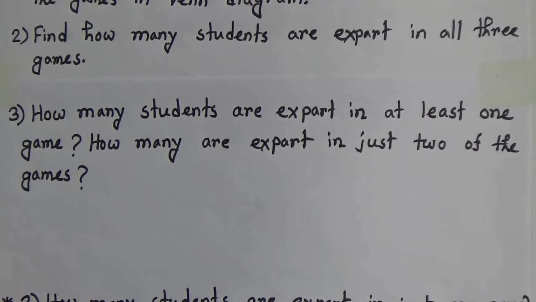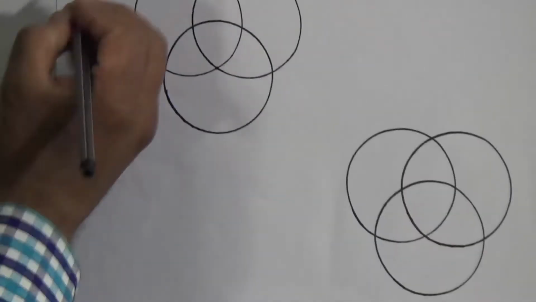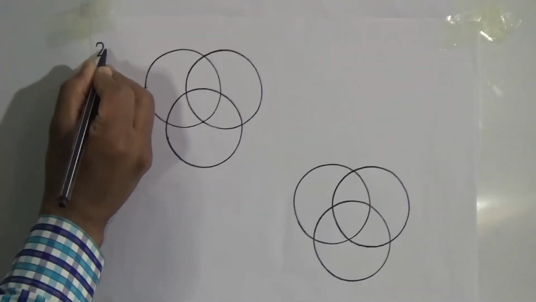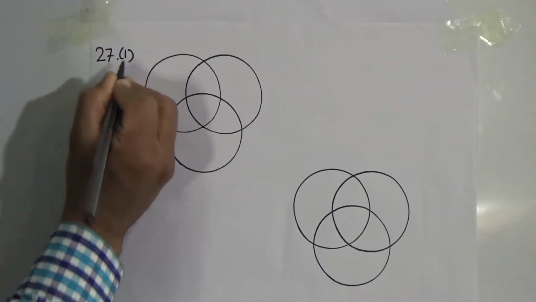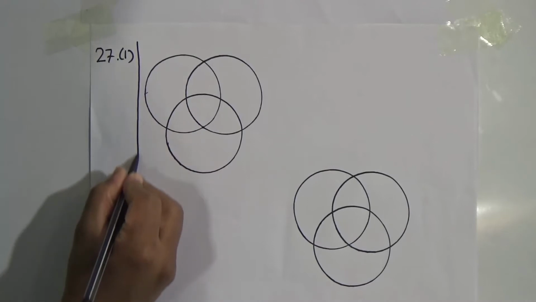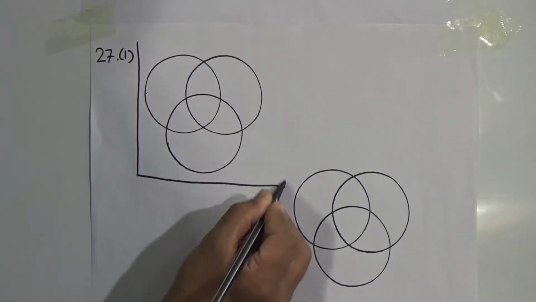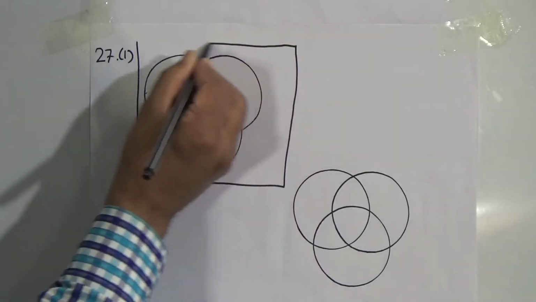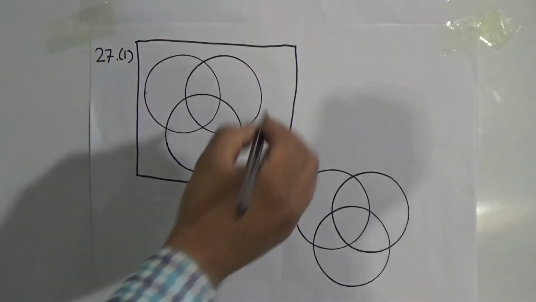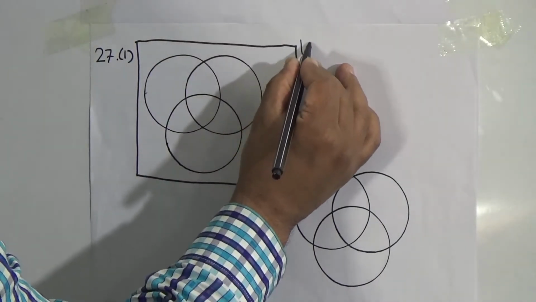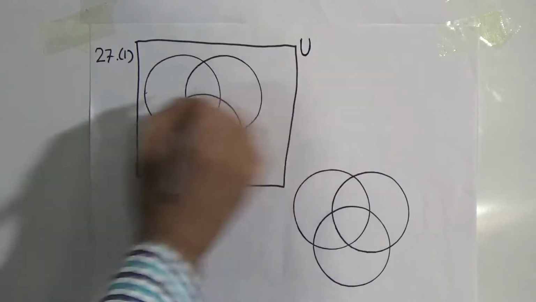Now first of all we need to solve activity 1. My students, look at the work very carefully. It is question number 27 of 1, solution. This is the solution of activity 1 of question number 27. Suppose this is the set U, that is, this is the universal set.